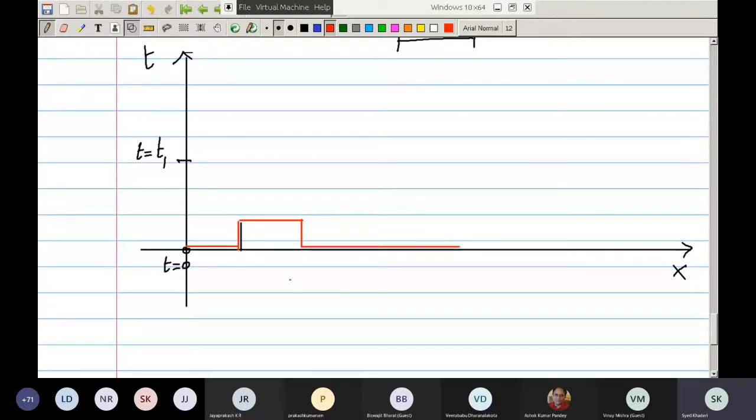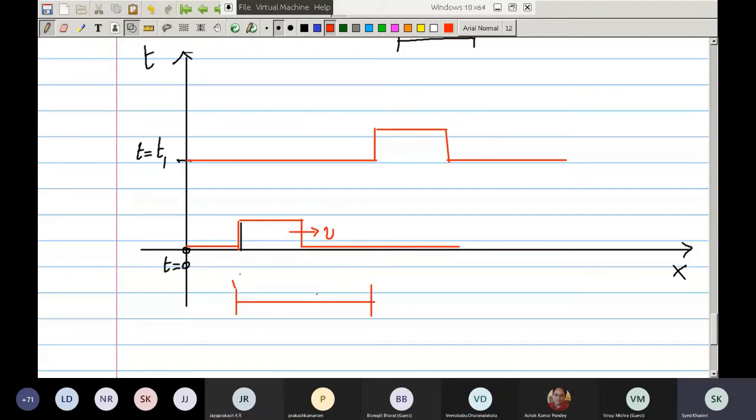At time t equal to t1, this disturbance has traveled by some amount to the right, because velocity is positive. So this disturbance will move forward in space at a speed v. This fellow will go from, let's say, here, the disturbance might go to this location like this. So the disturbance at time t1 is there, and it has traveled by some amount v into t1.